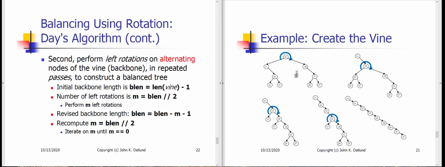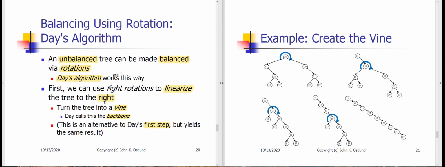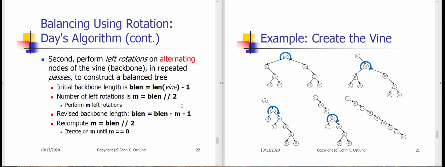Okay. All right, so I think I mistakenly said that these were left rotations. Actually, these are right rotations, okay? We're going to use right rotations to turn that original tree into a vine. Now, to create the balanced tree from this vine, we're going to apply left rotations, but we need to be a little bit more clever about how we apply these left rotations.